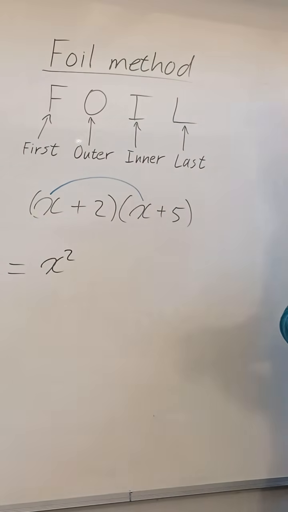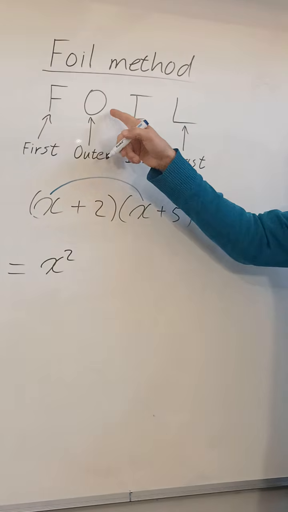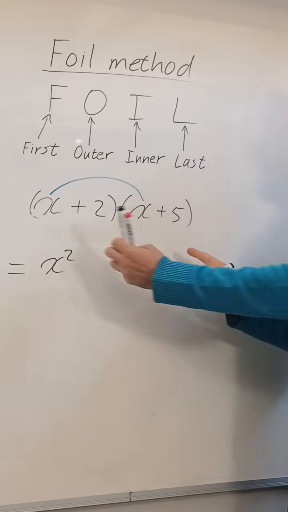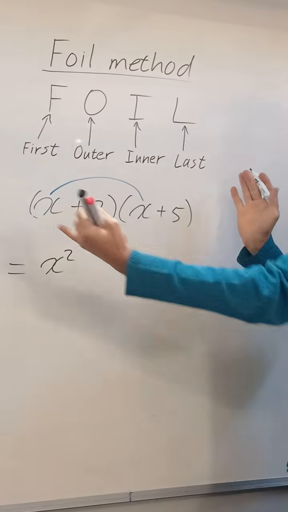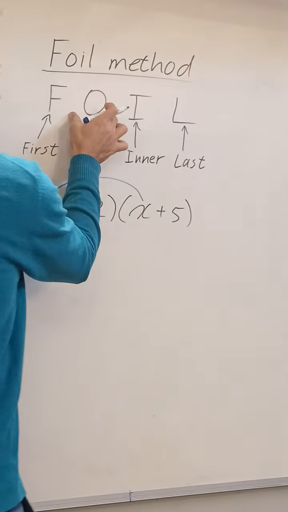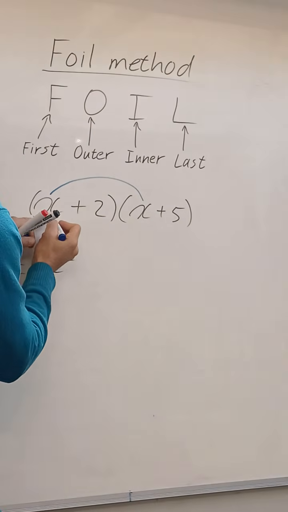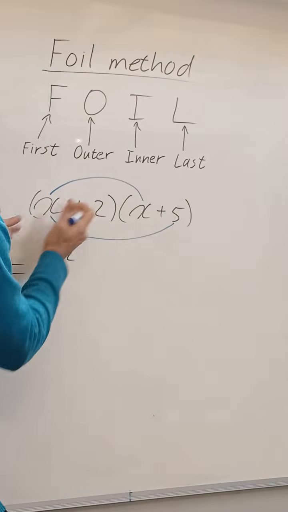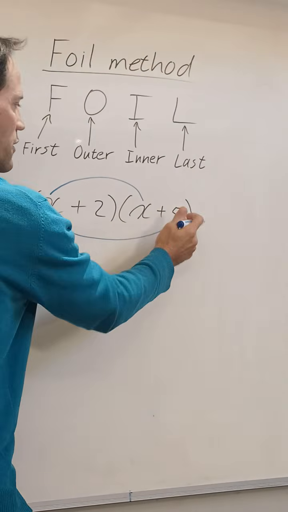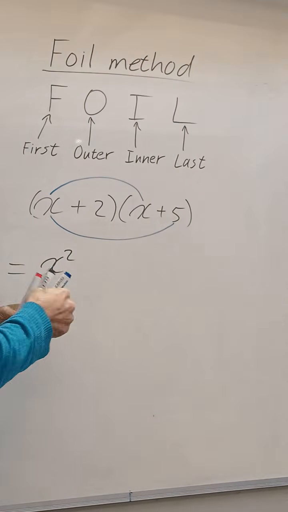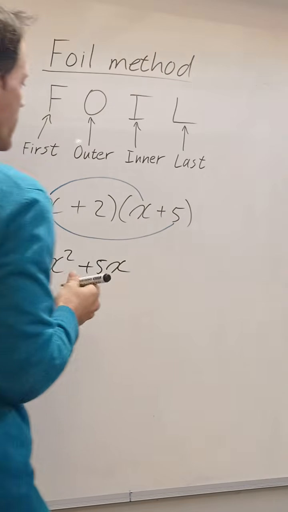Then let's look at the outer now. O is for outer. The outer terms is the first term with the last term. They're on the outside. So O of FOIL is for outer terms, the outside ones. Okay? The x is on the outside, the 5 is on the outside. So the x times the 5, x times 5 is 5x. So we're going to say it's plus 5x.